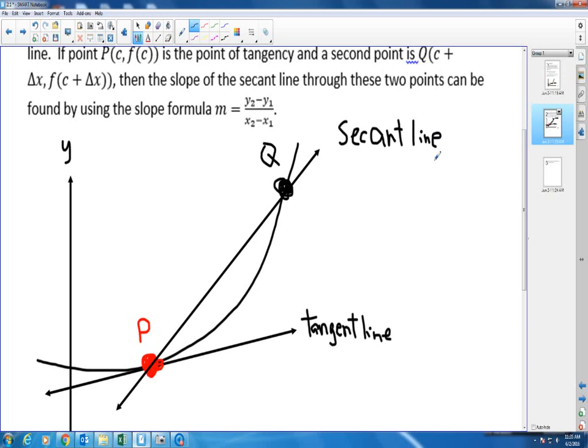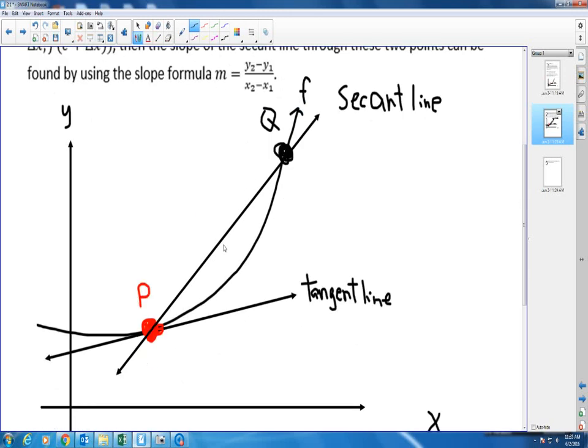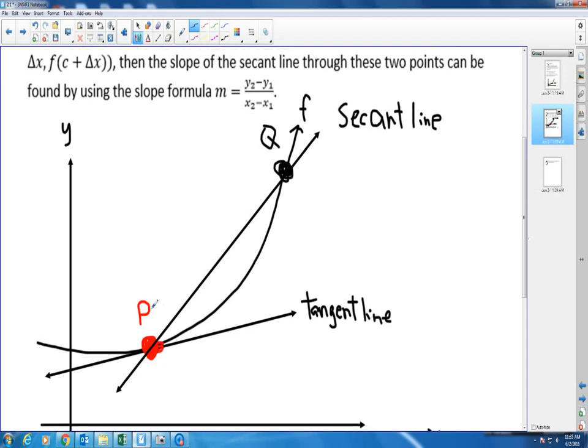All right, now what I wrote here is that the point P is (c, f(c)). Okay, now the f is referring to the function, which is f. And the c is referring to the x value of the point P. So at point P I have some sort of... I'm going to write it right below it.